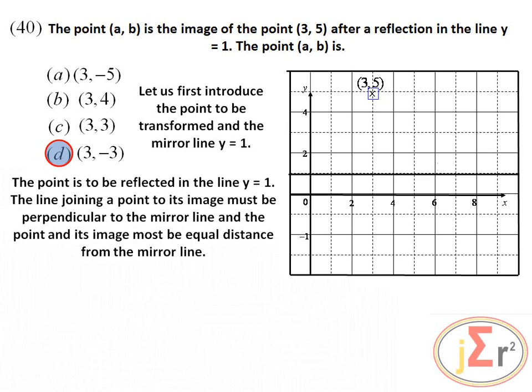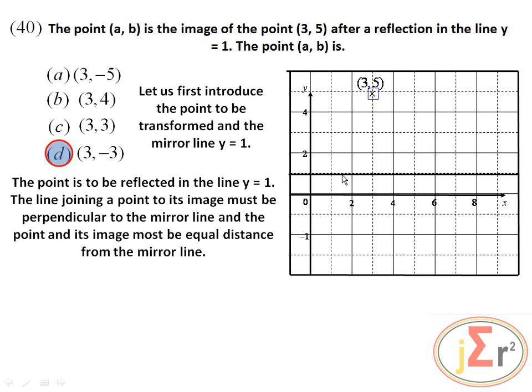The line joining a point to its image must be perpendicular to the mirror line, and the point and its image must be equal distance from the mirror line. And let us say that again in another way. When we are reflecting this in the mirror line, wherever the image is located, it is required to be in such a location that when we draw a line from the point to the image, that line is perpendicular to the mirror line.